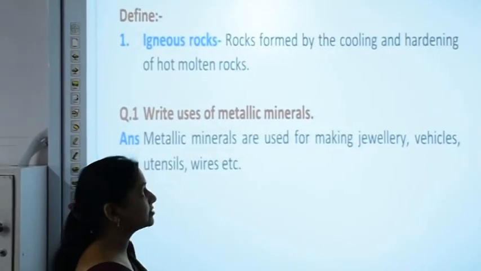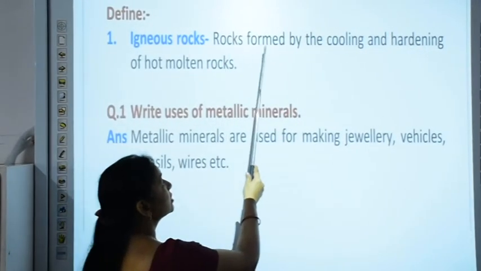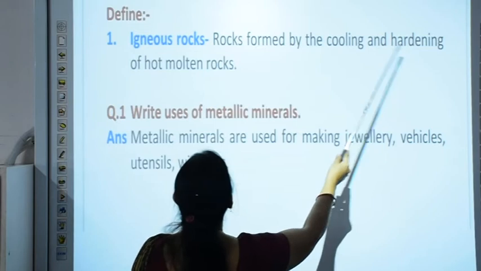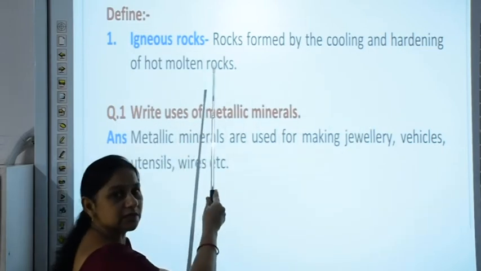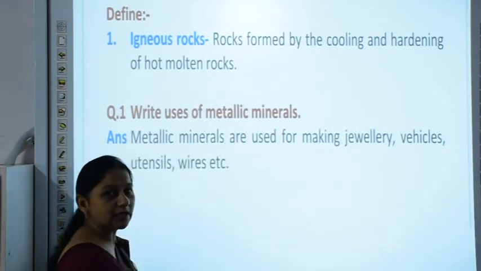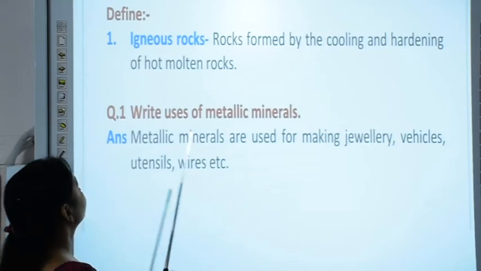Now what are igneous rocks? Igneous rocks are the rocks which are formed by the cooling and hardening of hot molten rocks. They may be intrusive or extrusive.